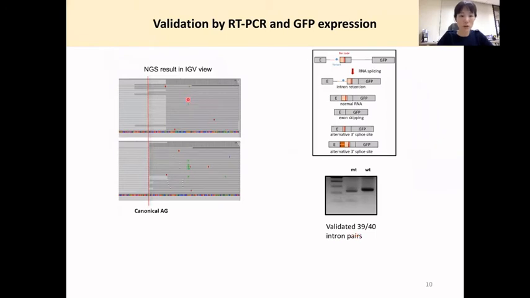We can visualize them in the integrative genome viewer. We see here, for example, a wild type uses canonical AG, but the mutant does not. And we also validate them by single transfection and RT-PCR. We validated 39 out of 40 intron pairs. So that suggests our platform is very reliable.